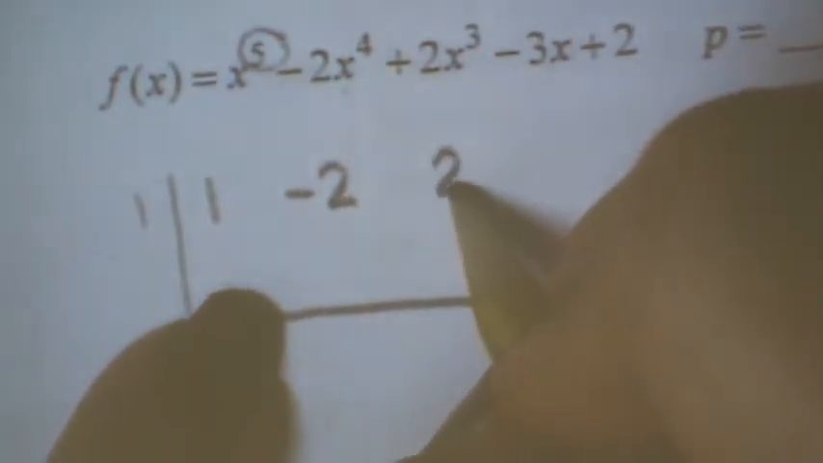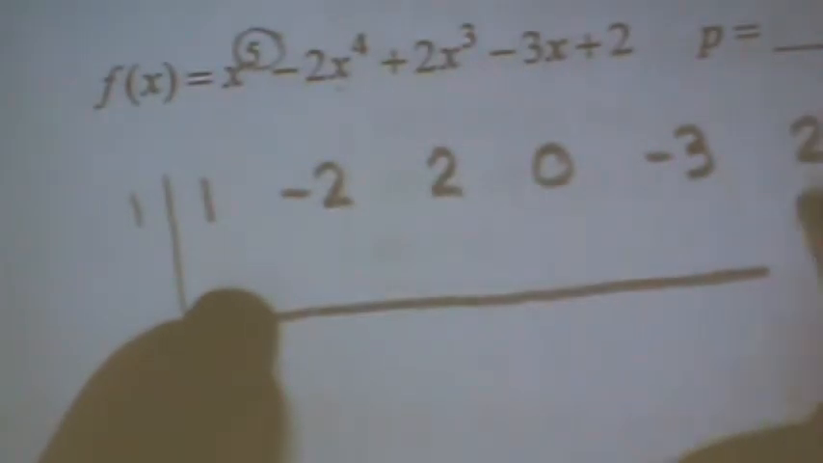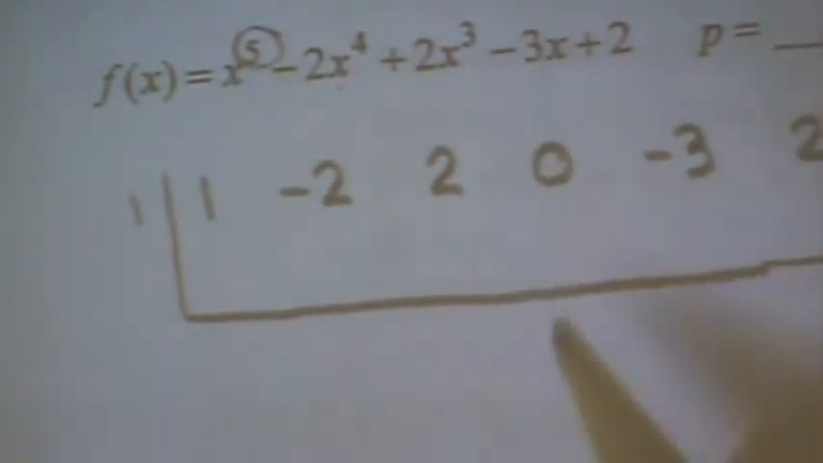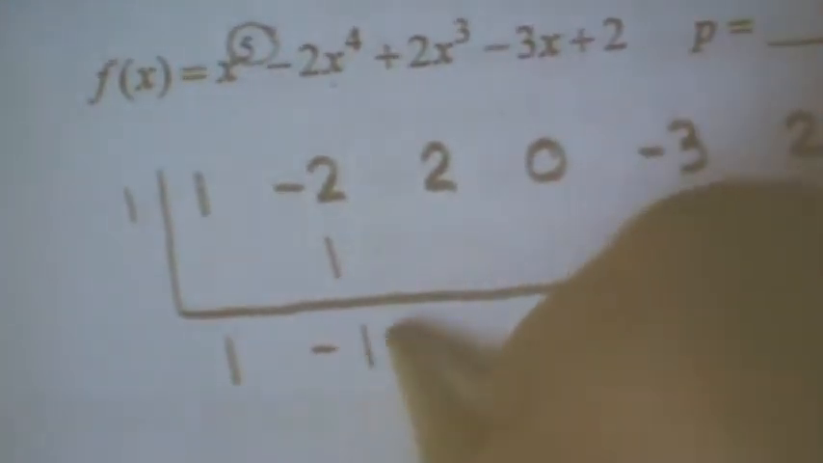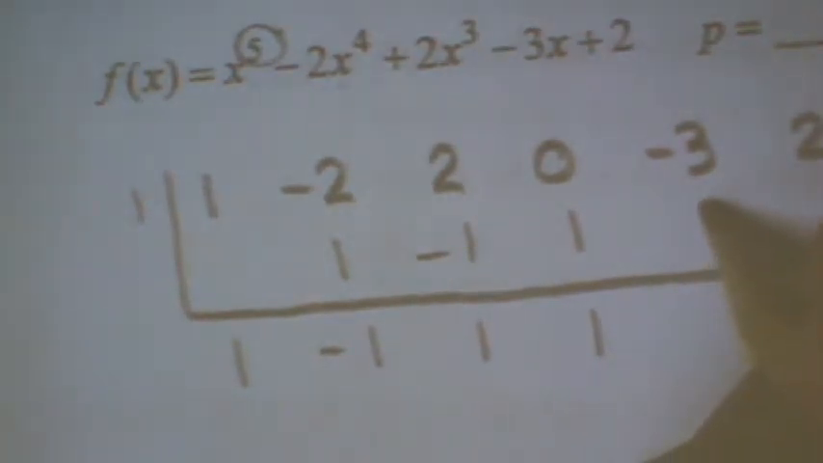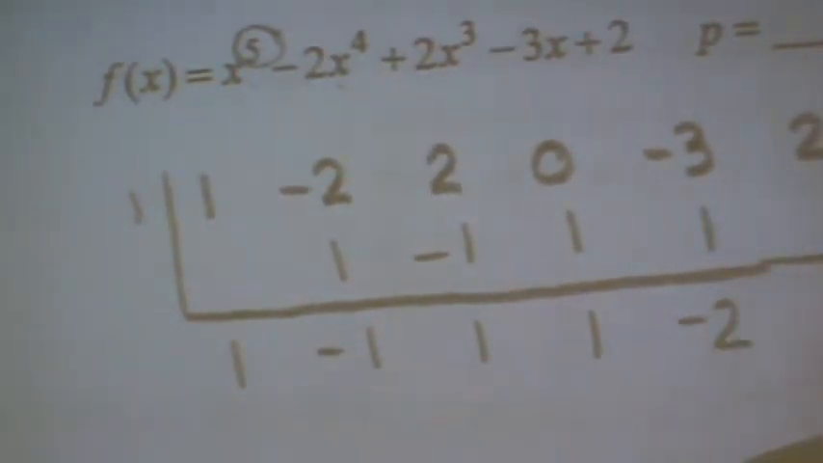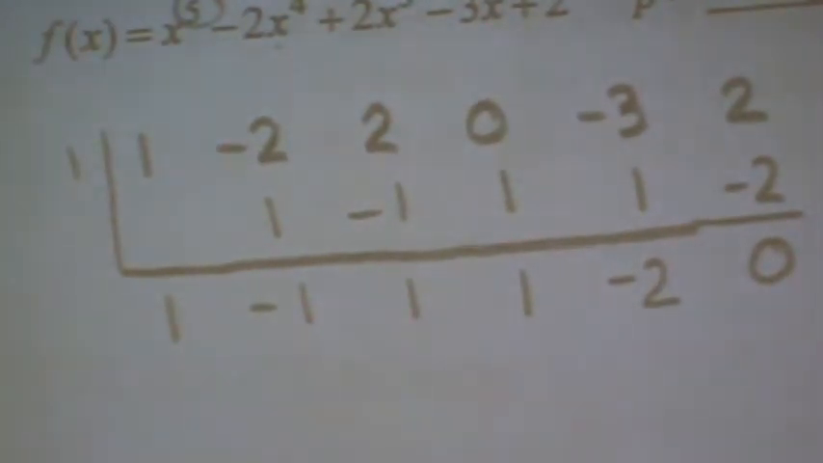So what am I going to put here? 1, -2, 2, 0. Why did I put a 0 there? Because it's x squared. So bring down the 1, multiply, add, multiply, add, multiply, add, multiply, add. That's what we want, a 0 there. So we got one of them. We're chiseling away at this polynomial here.